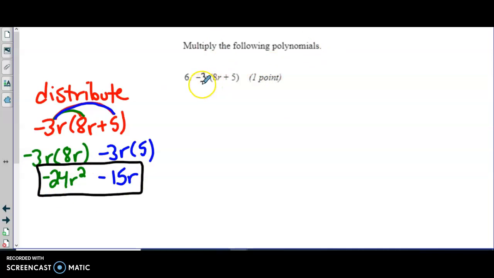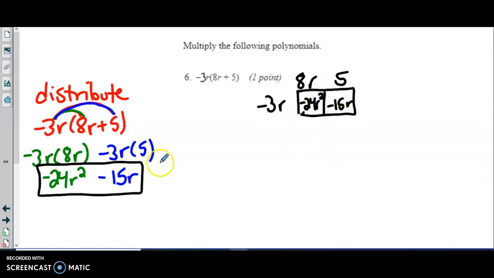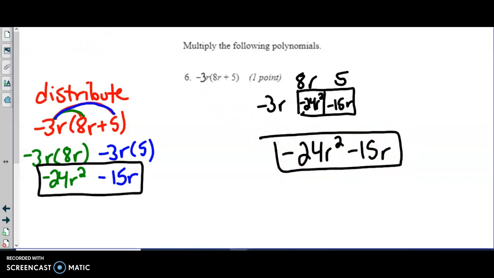You could have also used the box method. This is a 1 by 2 box. The one term is negative 3r. The binomial, or the 2 terms, is 8r and positive 5. And then you fill in the box by multiplying. 8r times negative 3r is negative 24r squared. This one's negative 15r, and you can see that you get the same answer whether you distribute or use the box method. So that's up to you.